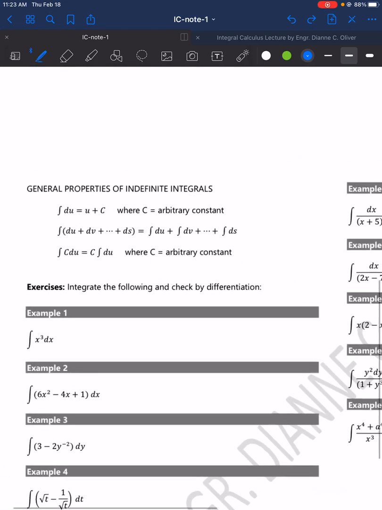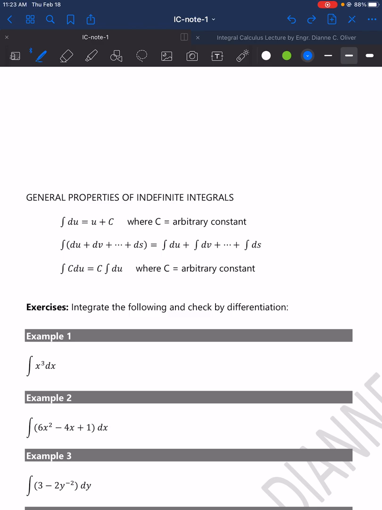Now, general properties of indefinite integrals. For the integral of du, the answer will be u plus c, where c is an arbitrary constant. For the integral of du plus dv plus ds, you just distribute the integral sign and you can integrate them one by one, term by term. Then for the integral of arbitrary constant times du, that is equal to c times the integral of du, wherein c is the arbitrary constant. Remember that only the constant can get past the integral sign. So you cannot put outside any variable except the constant. Okay?